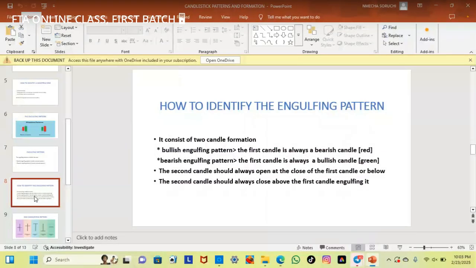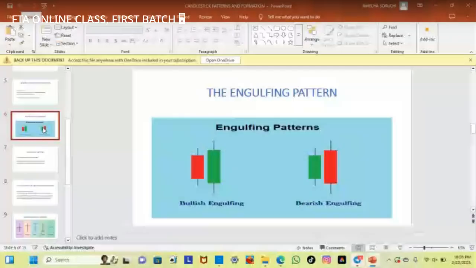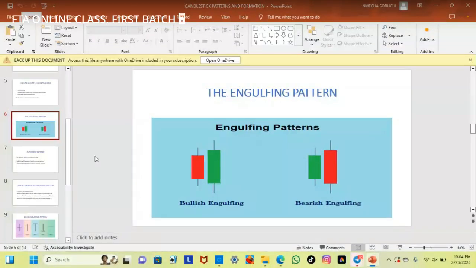Number one, it consists of two candle formation. If you look at the diagram here, you can see that the bullish engulfing pattern consists of two candle formation. The bearish engulfing pattern also consists of two candle formation, which is the green candle and the red candle. The green candle indicates bullish, while the red indicates bearish.